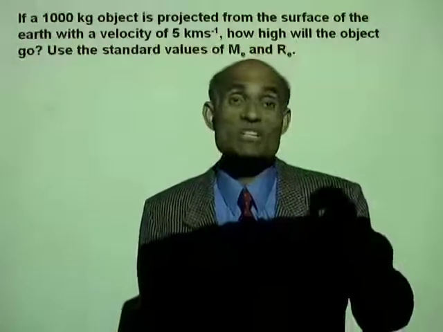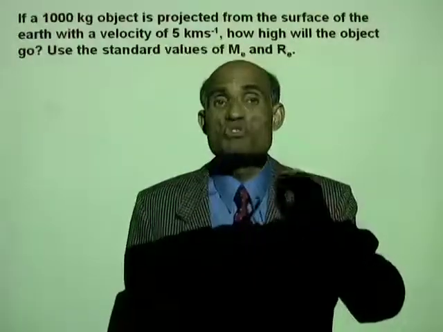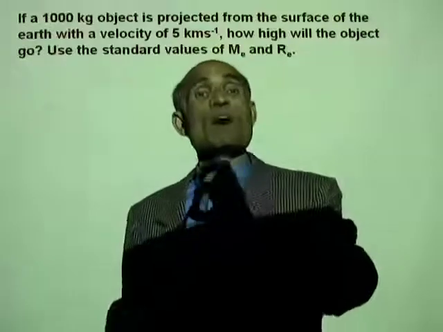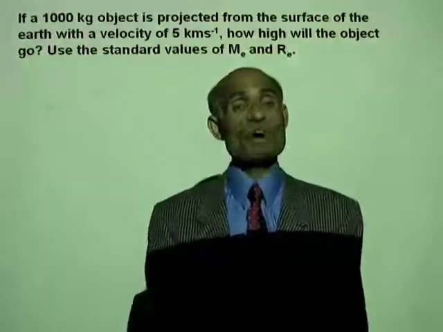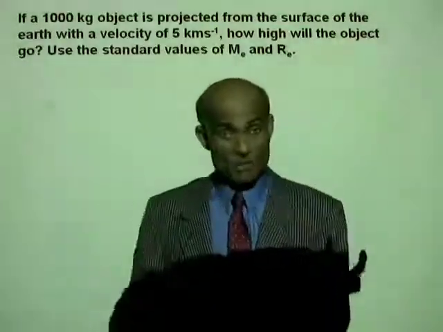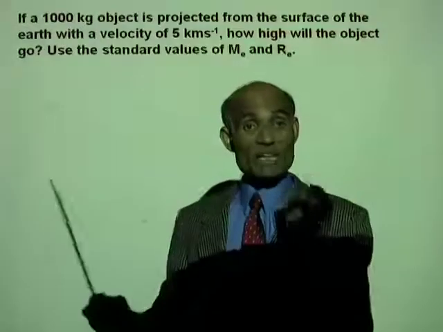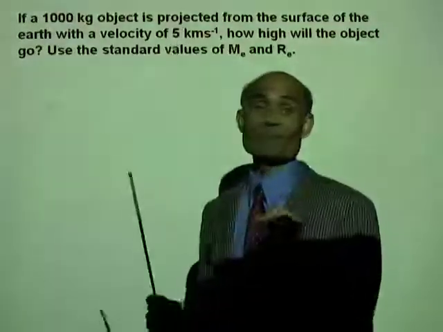It will be negative GMEM over Re. That is the potential energy of an object on the surface of the earth. So this object has that potential energy. It has a kinetic energy because we are giving it this velocity.